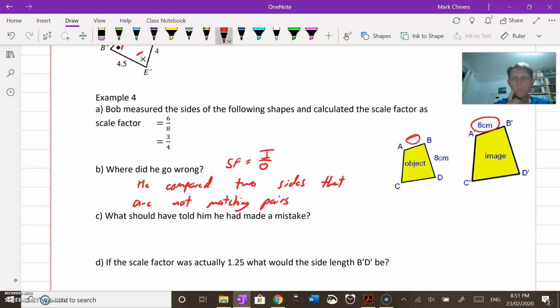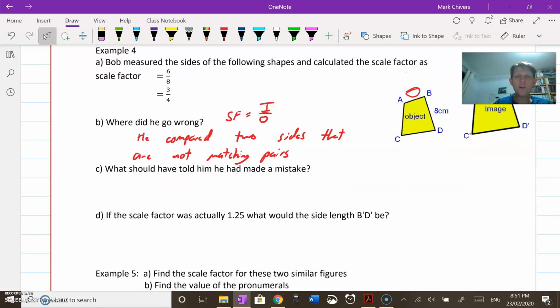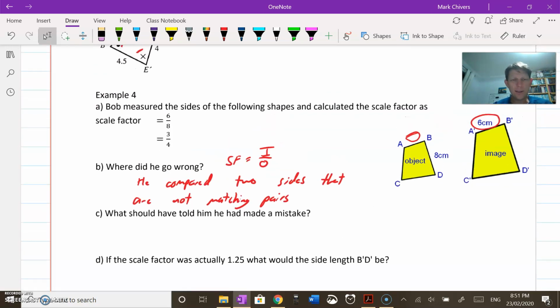Something like that. Okay. What should have told him he made the mistake? Now, this is a sort of a key understanding, and it might not jump out of the page for you, but it says that the scale factor is 3/4. So if it's a fraction, then we expect the image to be smaller than the object, but clearly here, that image looks bigger than the object.